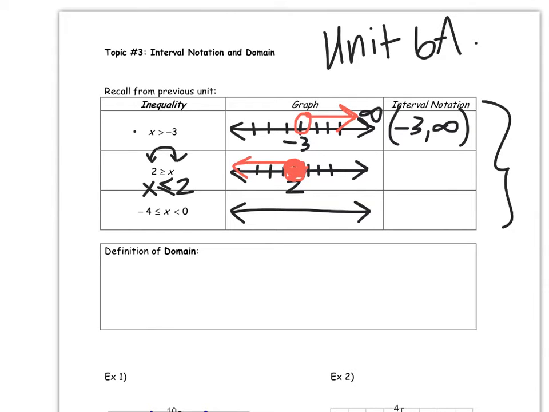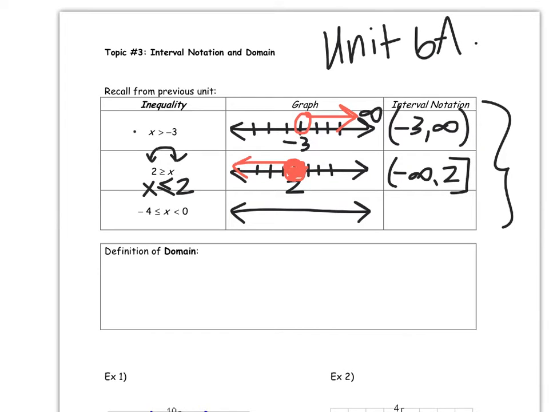Notice that my arrow is pointing to the left, which means that when I read this from left to right, -infinity is my starting value. So I'm going to do -infinity to 2. And since 2 is shaded in, it gets a bracket.